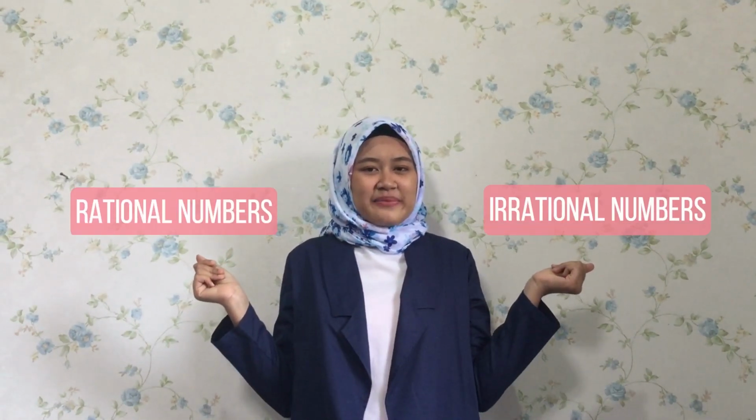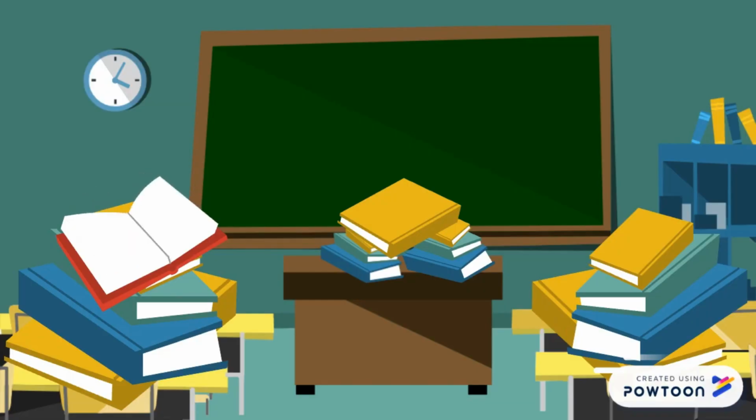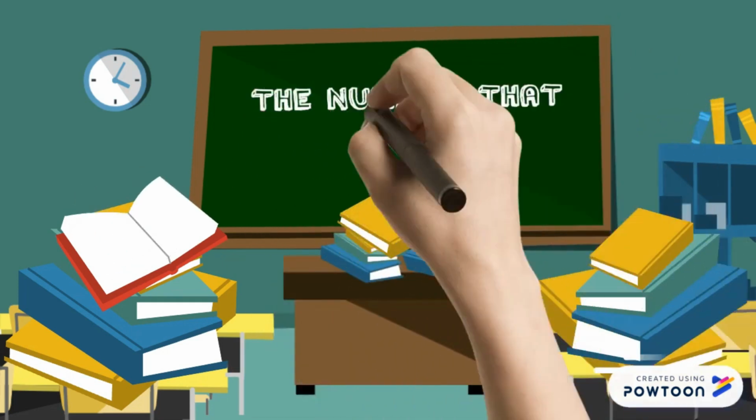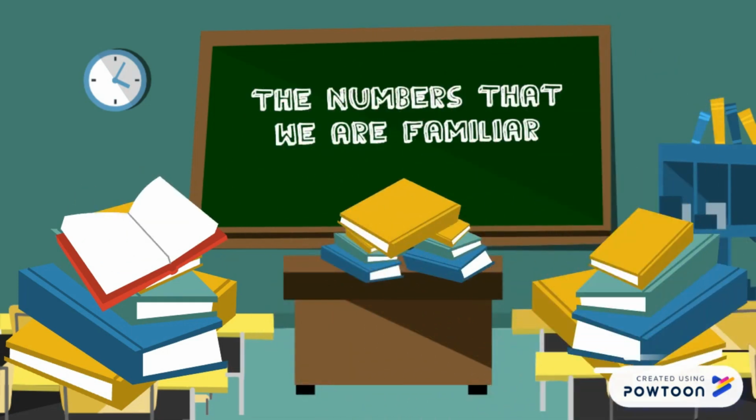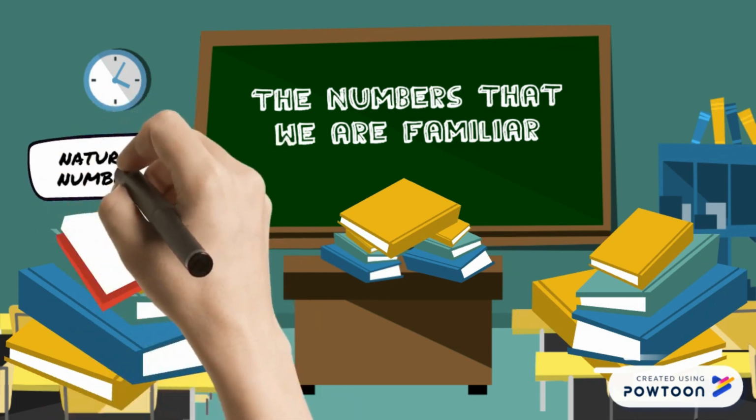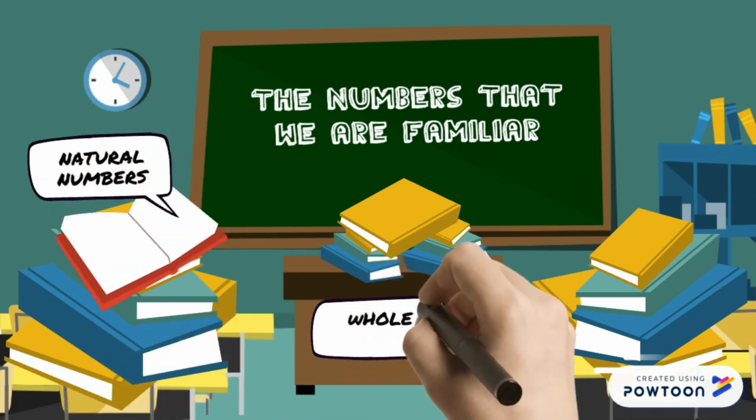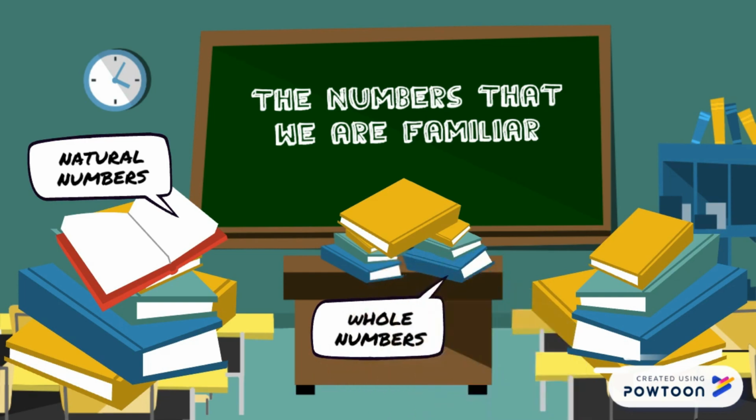In this video, we're going to learn about rational numbers and irrational numbers. We know that there are many types of numbers. There are numbers that we are familiar with, such as 1. Natural numbers, 2. Whole numbers, and 3. Integers.